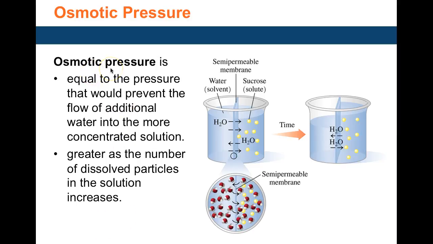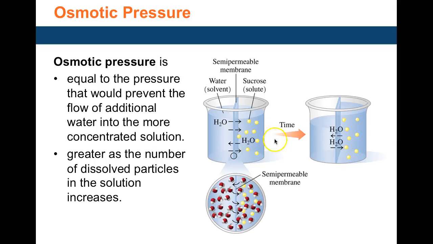So osmotic pressure is what prevents more water from coming in and continuing to increase that level, all right? Osmotic pressure is equal to the pressure that would prevent the flow of additional water into the more concentrated solution. Just like with gas particles, more stuff means more osmotic pressure. So the more dissolved particles are in a solution, the higher its osmotic pressure as compared with a solution which has zero or no particles.